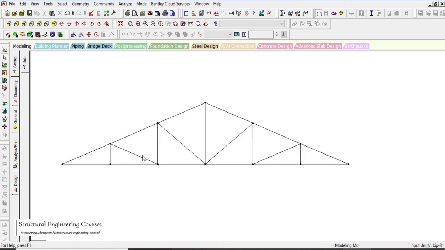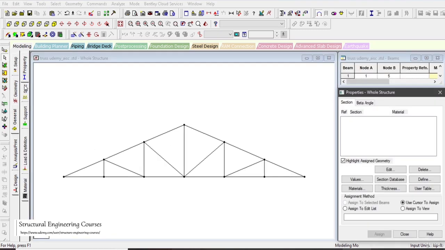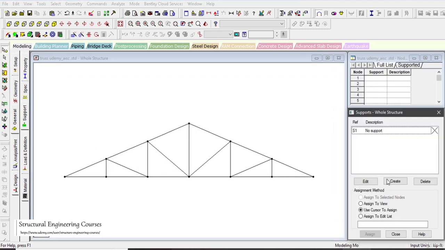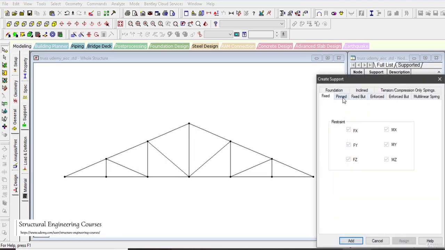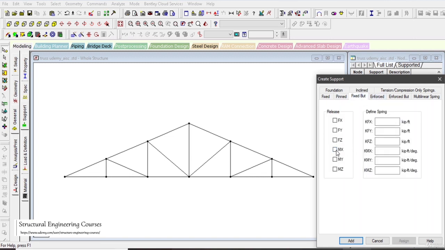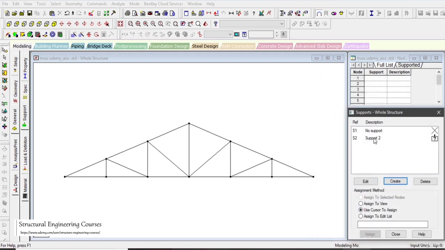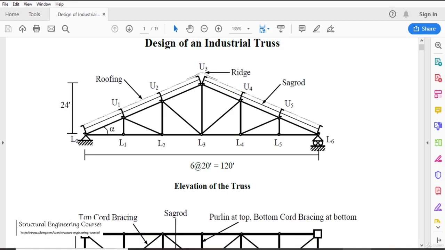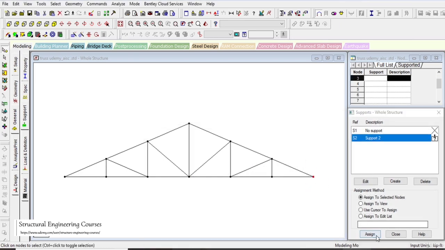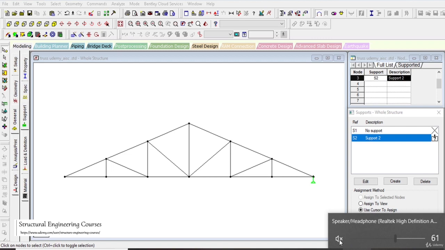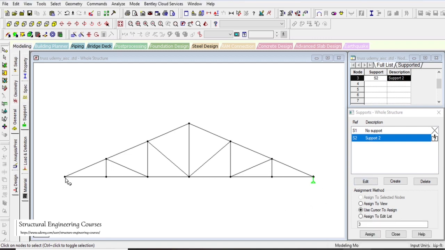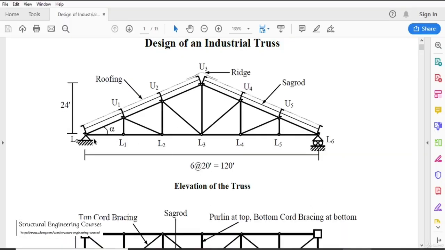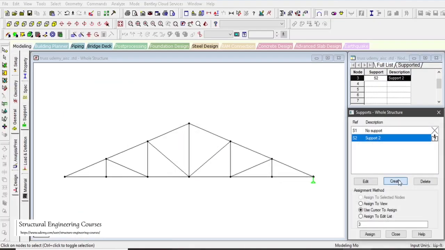So now that all the members have been drawn, after that we can go to the support, and here we can create the support. One is the fixed, but here it can only carry the Fy force. So as per this diagram, the roller support is here. So we can just assign the roller support here, and for this particular joint here we have pin connection.